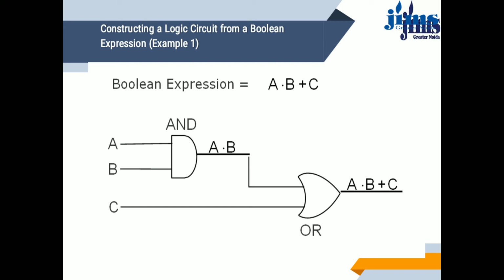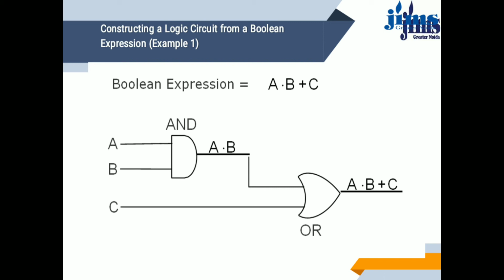So we generate 3 lines A, B and C, and then we will make a circuit diagram according to each minterm generation. Means first minterm is A dot B. So we need an AND gate. Then this A dot B is logically added with C. So we need an OR gate. So we have used 2 gates, one AND gate and another OR gate.